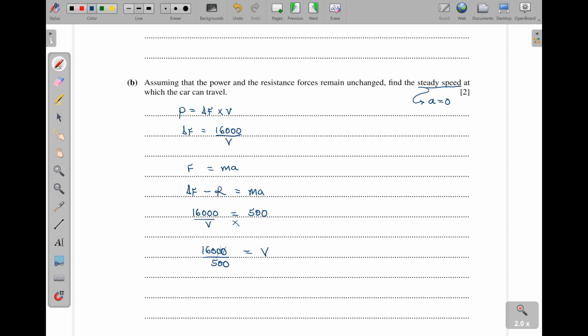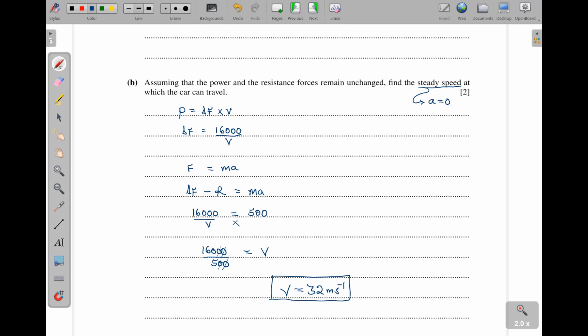So this one, the 2 zeros will cancel. And then our V, 5 goes into 16 3 times. Then remember 1, you put it here. Then 10 over 2, that is 2. So that means V is equal to 32 meters per second.